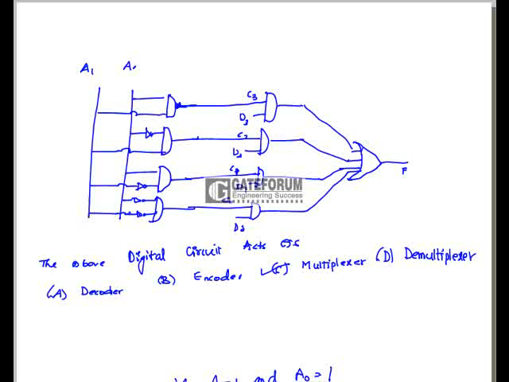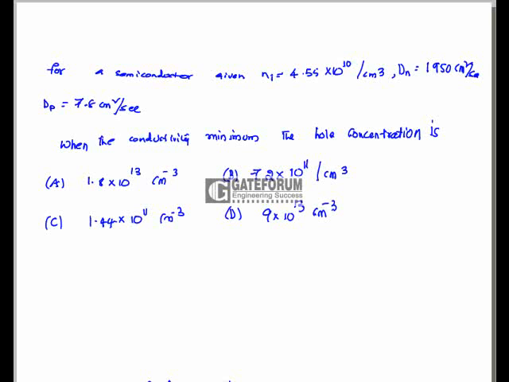They are given Ni 4.55 into 10 power per centimeter cube, Dn is 1950 centimeter square per second, Dp is 7.8 centimeter square per second. When the conductivity is minimum, the hole concentration is.